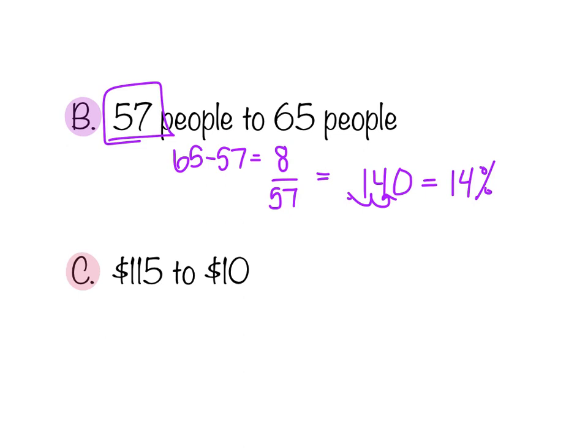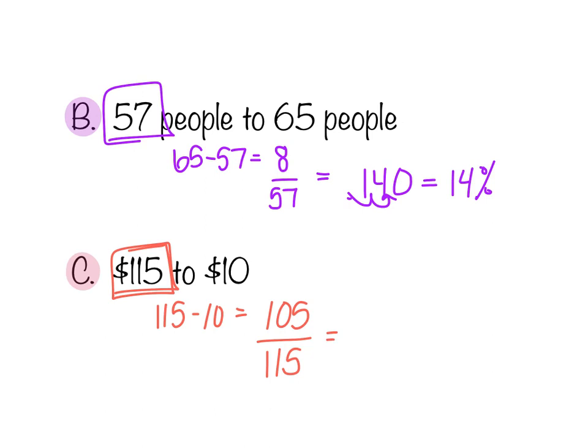And then for example C, again, we subtract the two numbers. 115 minus 10 is 105. And then we put it over the original number, which is 115. So 105 divided by 115 is 0.913 is what it would round to, and that's going to give us 91.3%. And that's a big change. So go from $115 to $10 means you're spending 91.3% of your money.